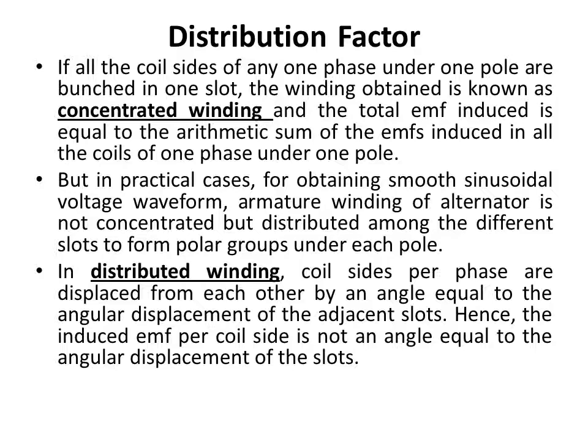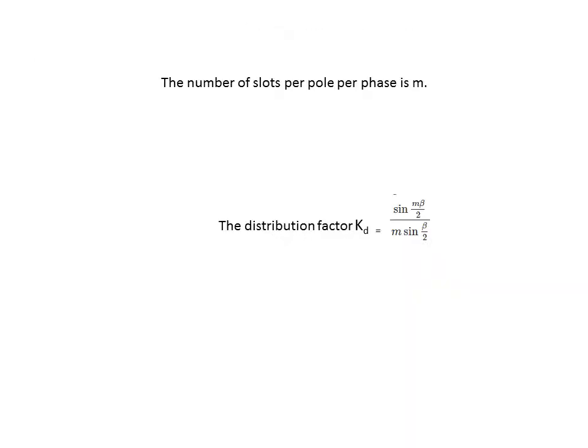What do you mean by distribution factor? It is a ratio of EMF generated in the distributed winding to the EMF in the concentrated winding. The distribution factor is calculated as sine of m beta by 2 divided by m sine beta by 2, where m is the number of slots per pole per phase. So Kd, the distribution factor, is equal to sine m beta by 2 divided by m sine beta by 2. What is beta? Beta is the slot angle.